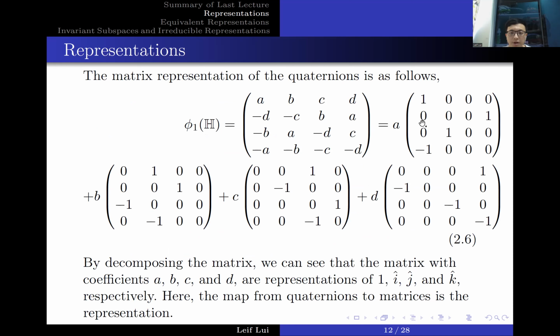Hence, we have the map, but we have to remember that the map from the quaternions to the matrices is the representation, not the matrix itself. The matrices themselves are called generators, and they are the elements of the algebra that corresponds to the group, which I will talk about a little bit later when I talk about the algebras and the groups.